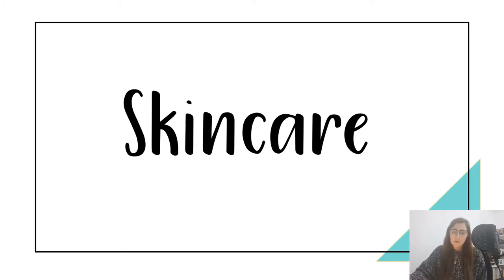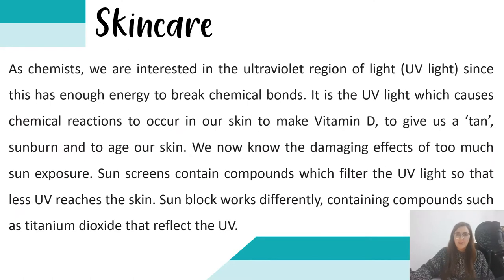So today we are going to be having a little look at the skincare topic. As chemists, we are very interested in the ultraviolet region of light, and this is because this region of light has enough energy to break the bonds between elements, or to break chemical bonds. It's the UV light in the atmosphere coming from the sun that causes damage to our skin. It causes our skin to tan, and it causes our skin to burn as well.